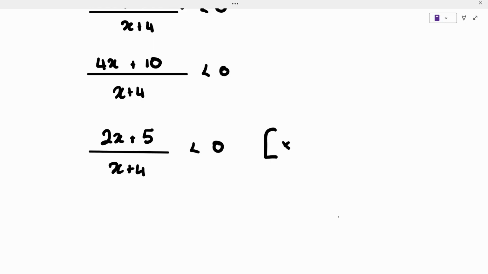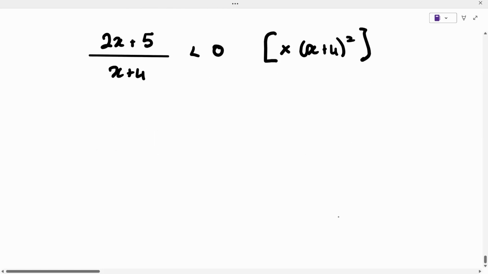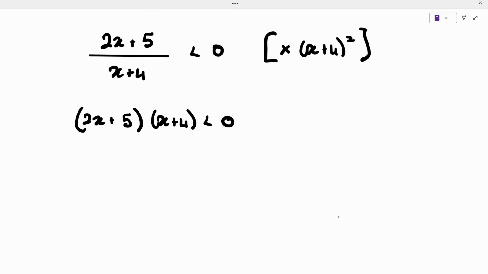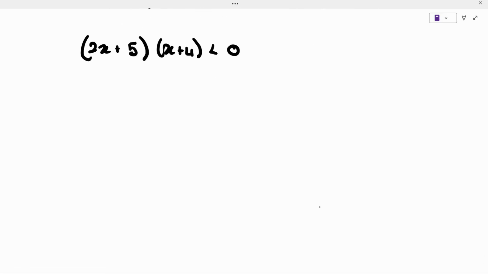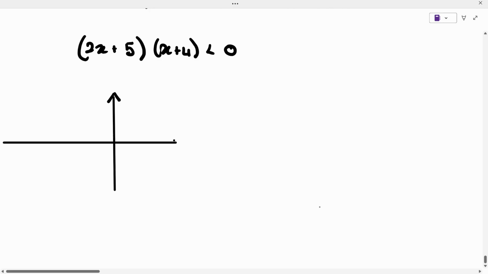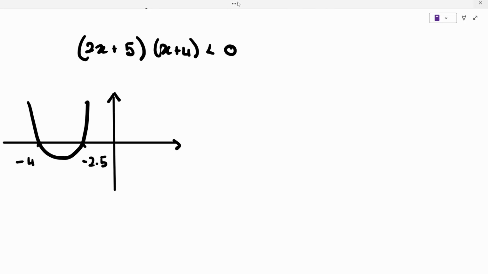Now we need to multiply throughout by the denominator squared, so we don't lose the critical value. We have 2x plus 5 times x plus 4 is less than 0. So, of course, by now, you should be more than comfortable solving something like this. All right, so let's just sketch it out there. This should be minus 4. This will be minus 2.5, or minus 5 over 2. Right, we want less than 0, so that is this region here underneath the x-axis.